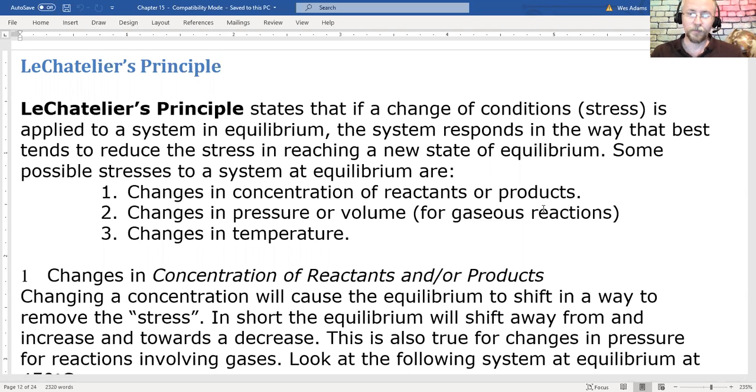So, what are some things that would do that? Changes in concentration, that is, if I add a little bit more reactant or product. If I change pressure or volume, if I've got gases in there. Changes in temperature, for example.